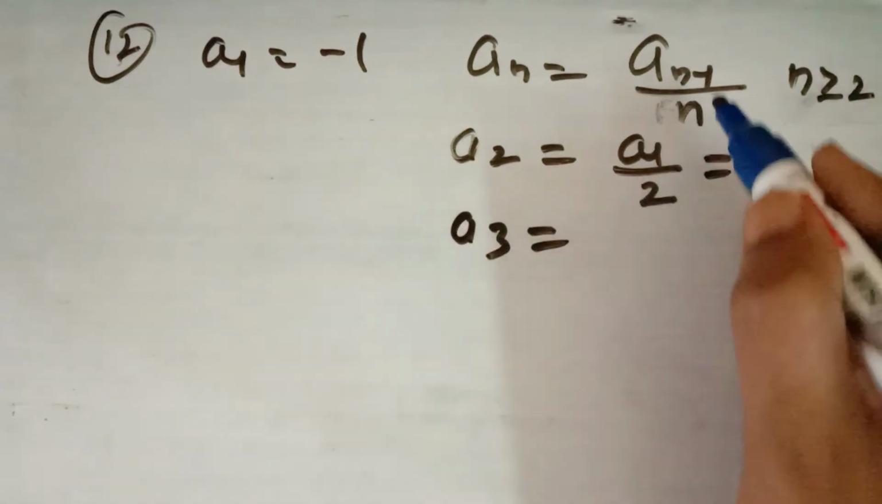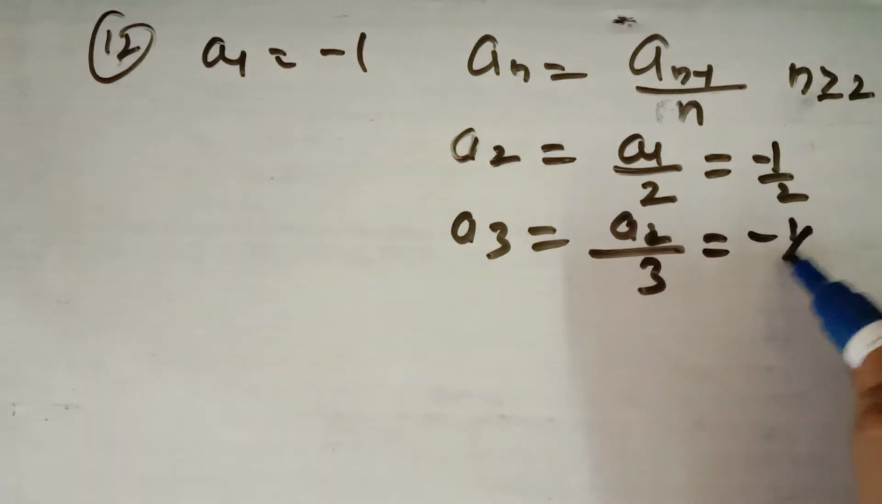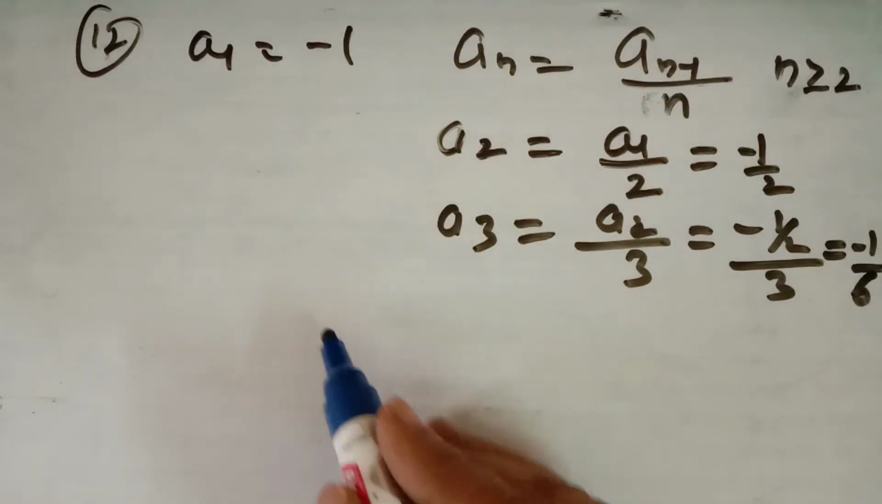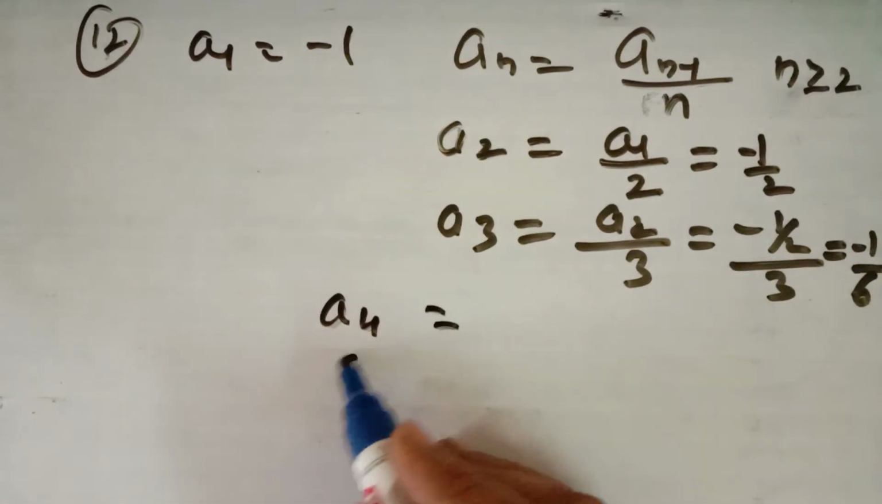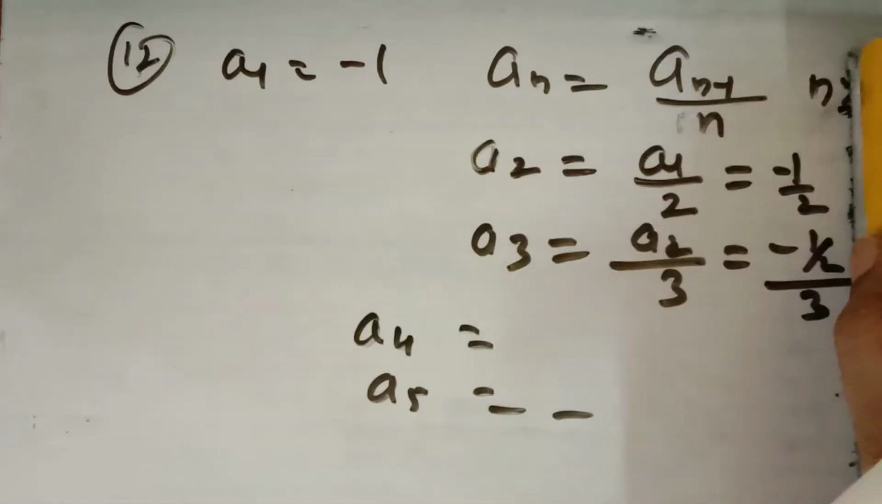Similarly a3 will be a(3 minus 1), that is a2 upon 3. So a2 is minus half divided by 3, that is it will be minus 1 upon 6. And similarly a4, like this you can find all the terms. So somewhat easy question it is given.